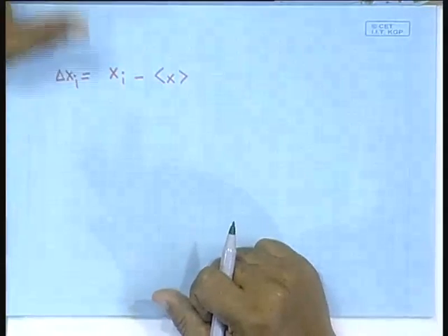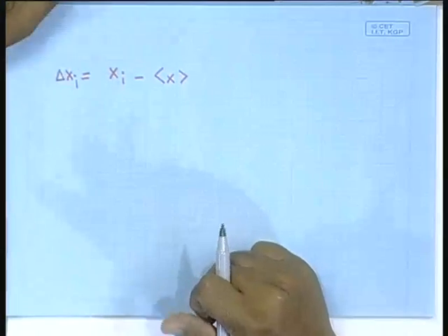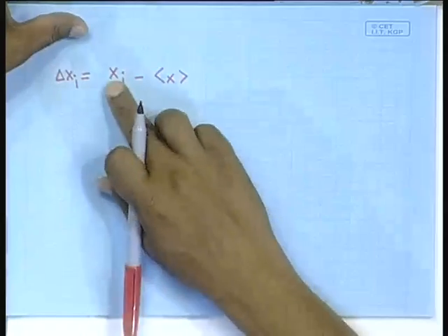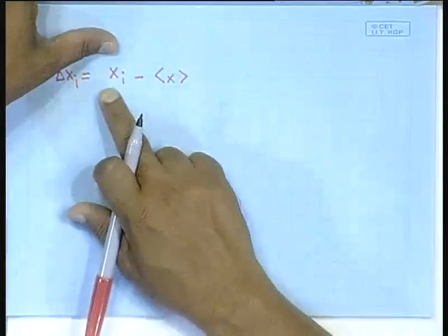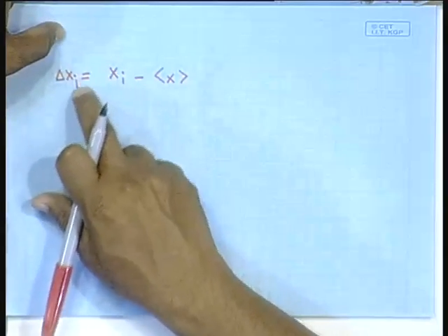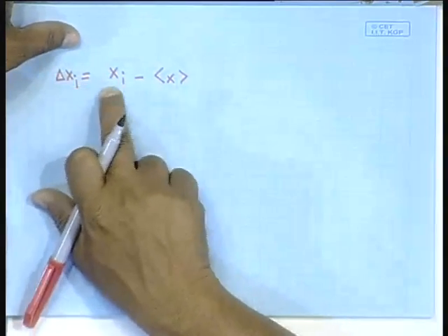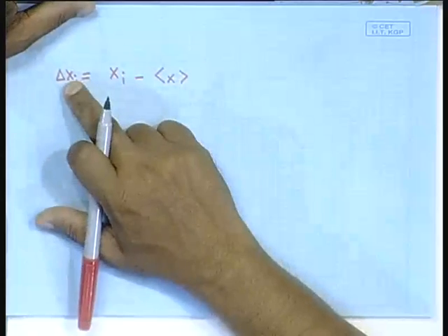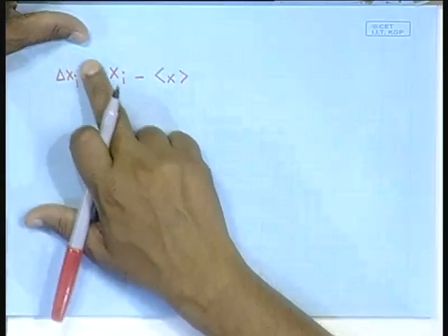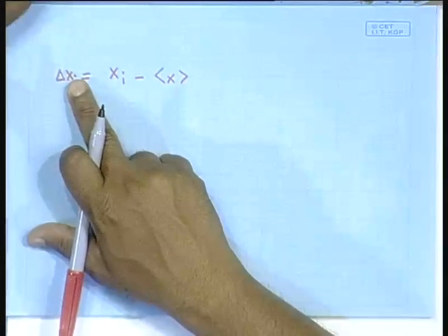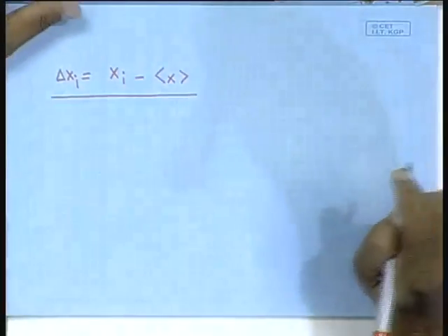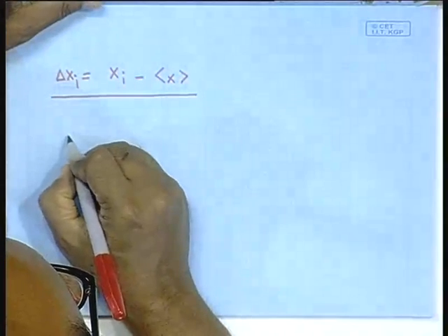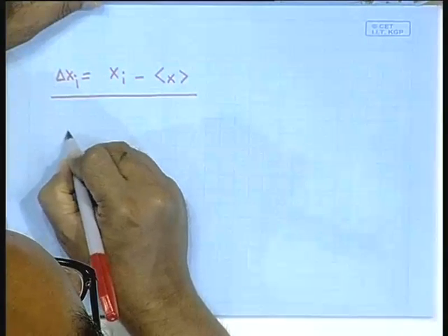Now, if you ask the question what is the average deviation from the mean, this turns out to be 0, because the average outcome is expected to be exactly the same as this. So, if you calculate the average deviation from the mean, by definition it is 0. So, you cannot use the average deviation from the mean to quantify the spread in the values. What you can do is you can calculate the average of the square deviation from the mean.